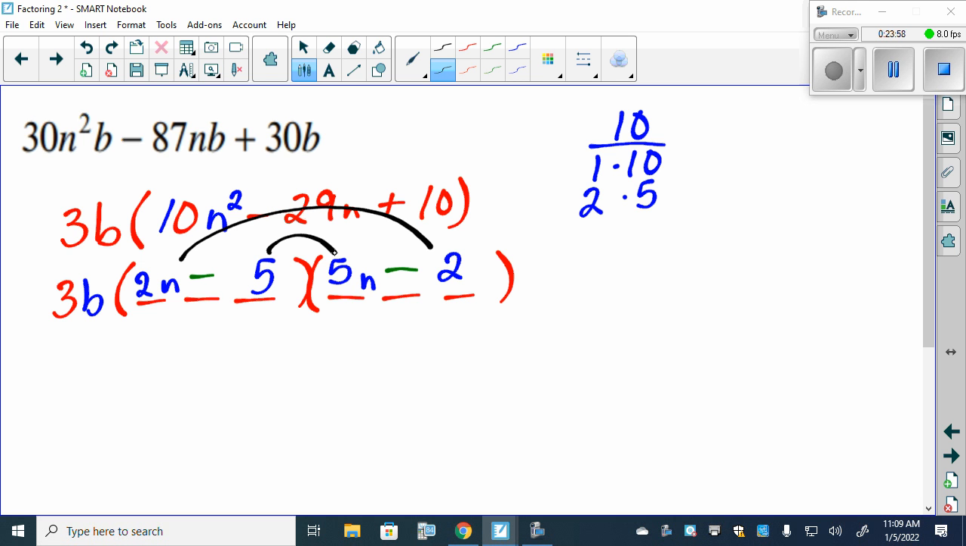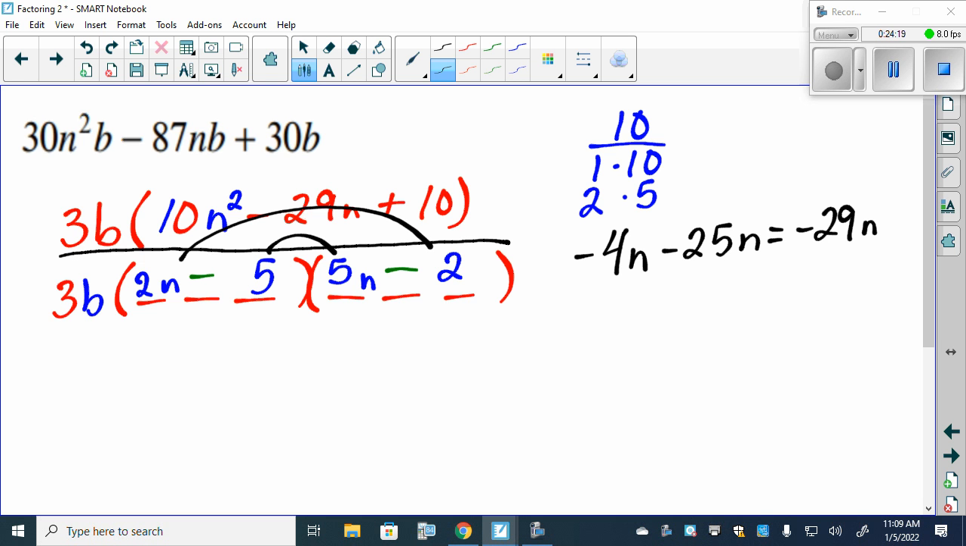Well, 2n times negative 2 is negative 4n. Negative 5 times 5n is negative 25n. And negative 4n minus 25n is negative 29n. Is that what we wanted? Yeah. So right there is the correct answer.